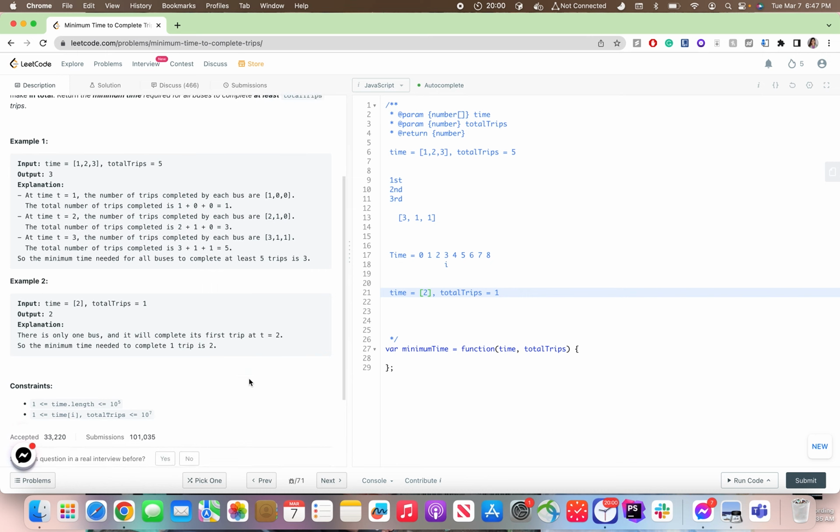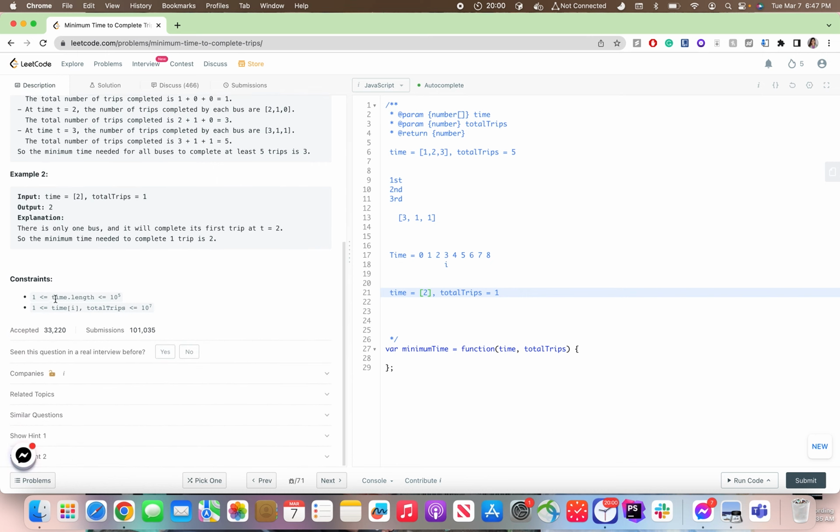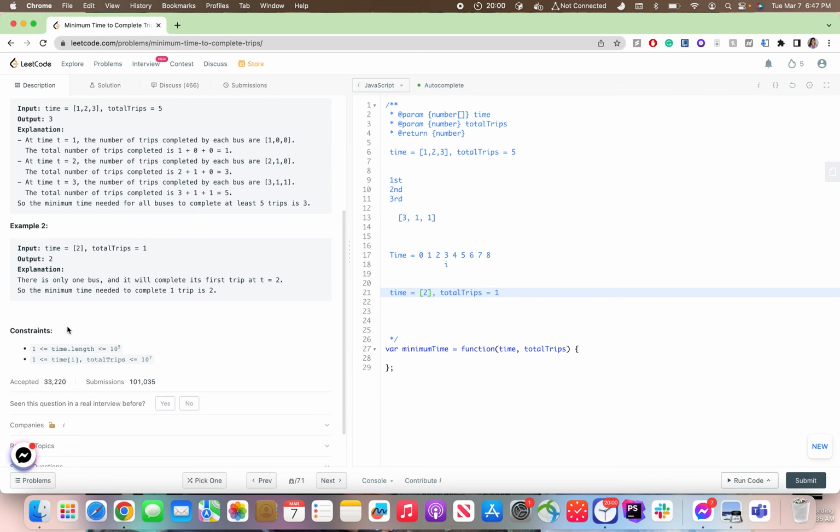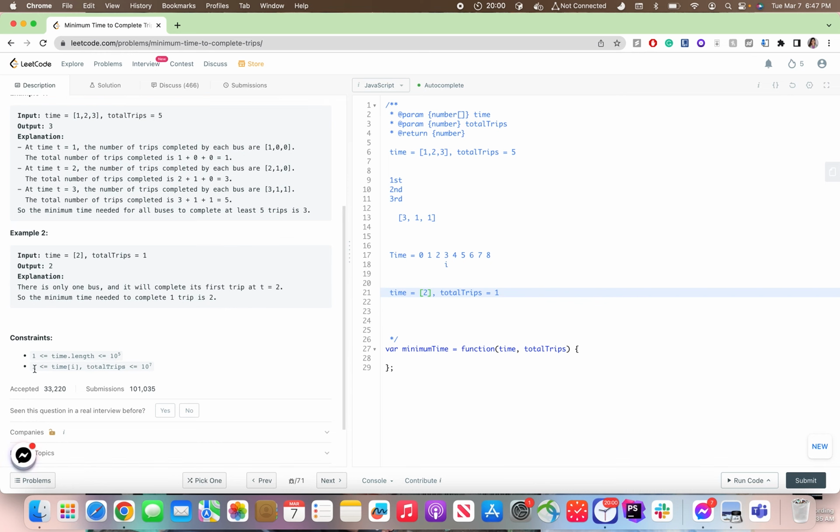Yeah, because there is only one bus. And the constraint is that time.length starts from 1, up to 10 to the power 5. So it means there will at least be one bus, and the time taken to complete a trip by a bus will not be negative or zero. It will take at least 1 second.